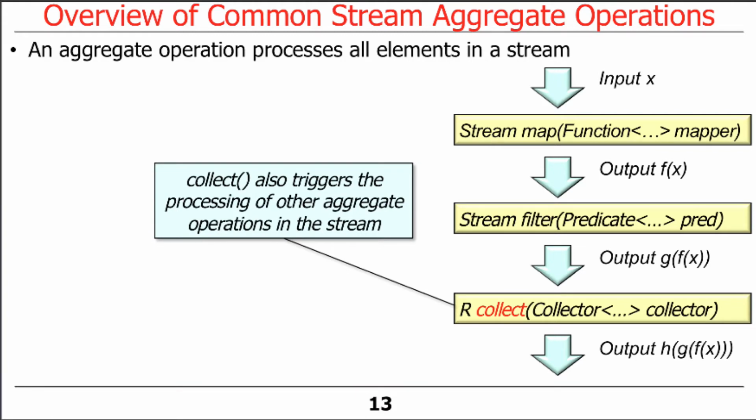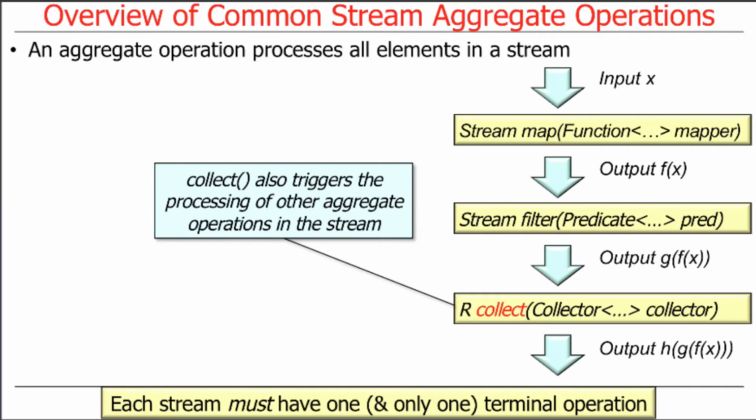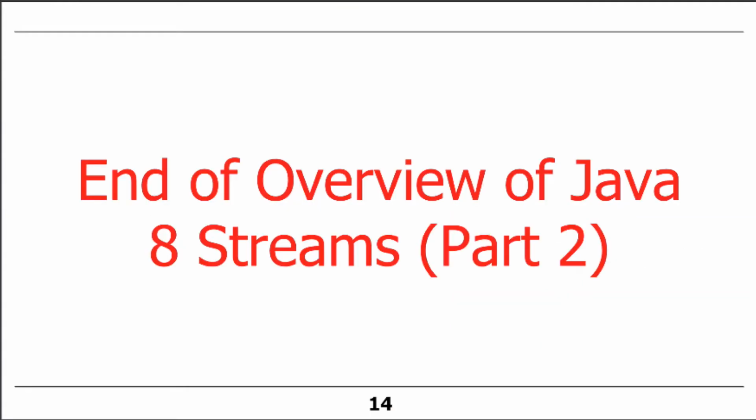Because this is a terminal operation, it also triggers all the other operations in the stream, all the intermediate operations, to do their thing. Each stream must have one and only one terminal operation. If you forget to put a terminal operation on a stream, it just won't run. When I first was playing with streams, I would write my program, think it was great, and then it wouldn't produce any output. I'd wonder why. The reason was I'd forgotten to put a terminal operation at the end. Collect is one example of a terminal operation. forEach is another example. Those are two very common examples of terminal operations.